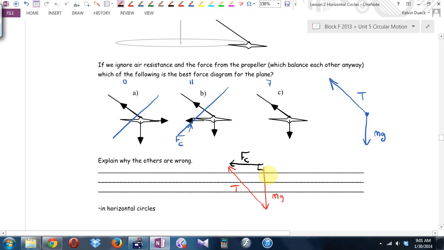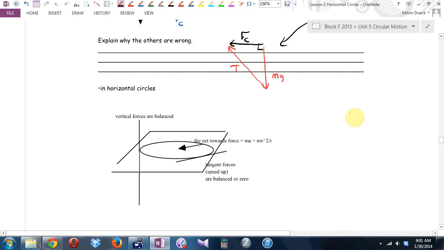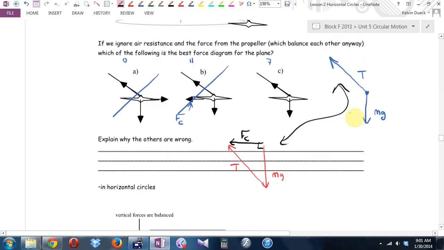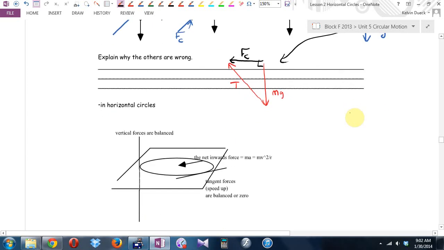You know what? A picture is worth 1,000 words, or a paragraph. So the key idea in a horizontal circle, your vertical forces are balanced, either directly vertically, or if you look at this one, tension has a vertical component which cancels out gravity, and it's got a horizontal component, and that's what's pushing it in a circle. The inwards net force is ma_c, which is mv squared over r, or m 4 pi squared r over T squared, depending on what information they give you or ask for.